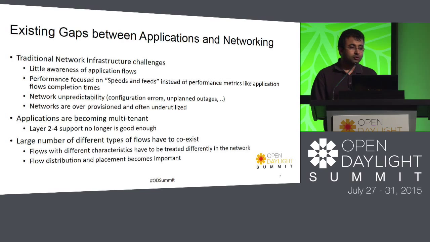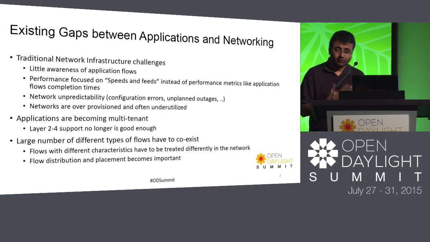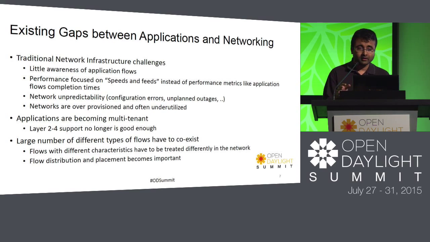And then networks are mostly over-provisioned and often underutilized, which basically means that your CapEx is more. You're preparing yourself for the worst, right? So you don't have a better sized network. You always over-provision things. And then applications are becoming more complex. They're becoming more multi-tenant aware, which means that they themselves are trying to provide multi-tenancy inside of their logic. So just layer 2 to layer 4 support is no longer good enough.